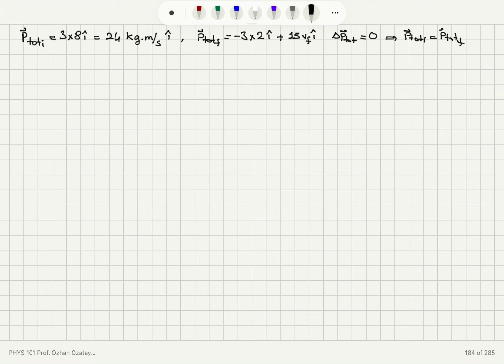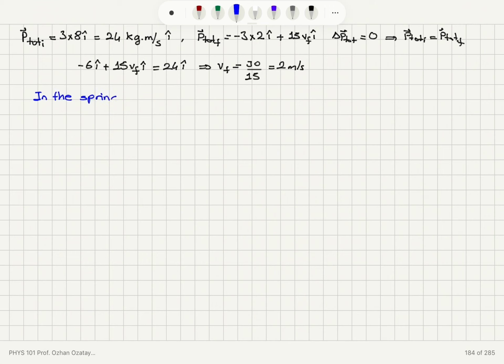So we can see that the final linear momentum, minus 6 I-hat plus 15 v final I-hat, must be equal to 24 I-hat, the initial linear momentum. So the final speed we can find here to be 30 divided by 15, which is 2 meters per second. So this is the final speed of the block. Now what is happening in the spring?